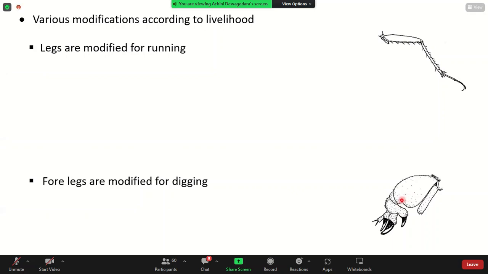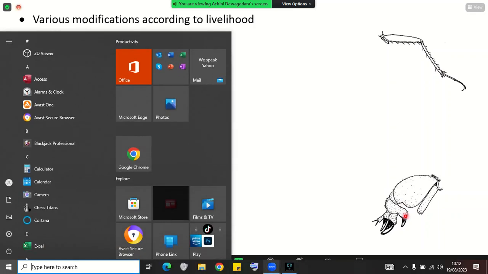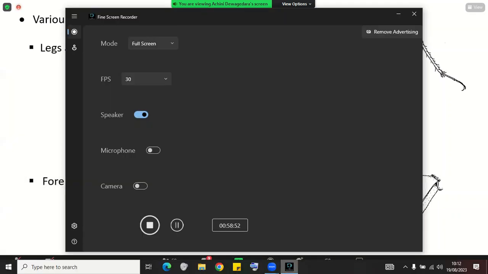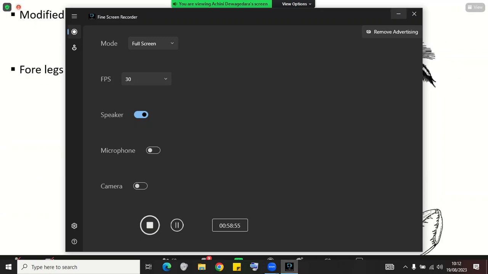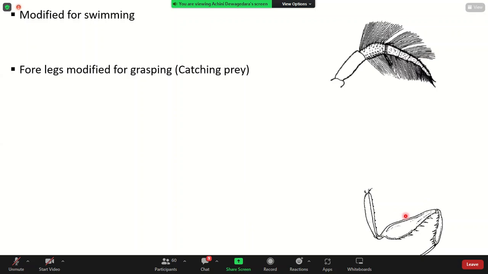Okay. These legs are used for digging. Maybe the soil, they are digging. Okay. And in insects that are swimming, you can see there are some feathery structures which are helpful in swimming. Right? And in some insects, the front legs or the forelegs are modified for catching prey.